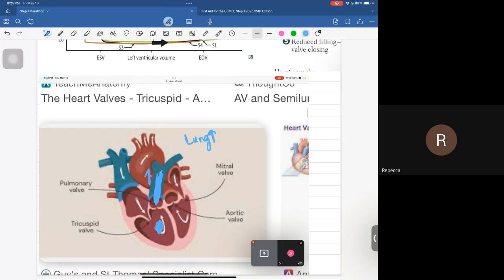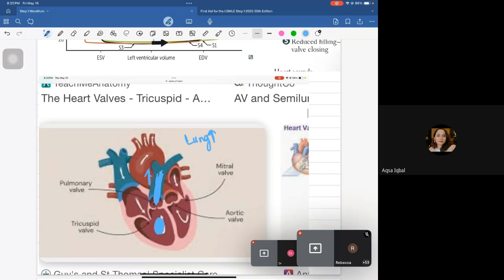So I want to ask you a question. What kind of blood is present in the right ventricle? Is it oxygenated blood or deoxygenated blood? Deoxygenated. Yes. So the blood in the right ventricle is the deoxygenated blood. So all of the blood here won't be oxygenated.